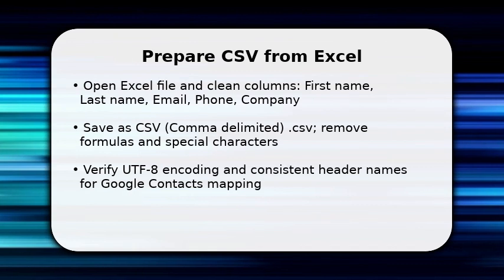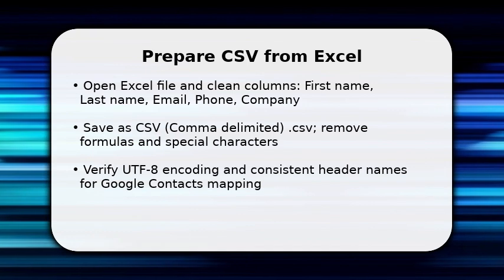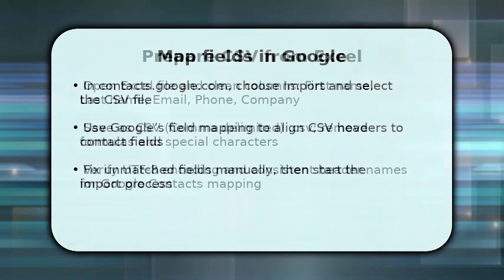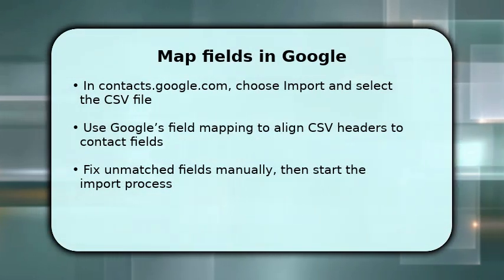Make sure headers are consistent and spelled clearly because Google maps by header. Finally, confirm UTF-8 encoding so international characters import correctly. This prevents broken text. Now import and map fields inside Google Contacts.